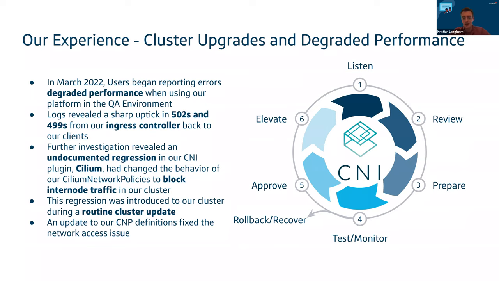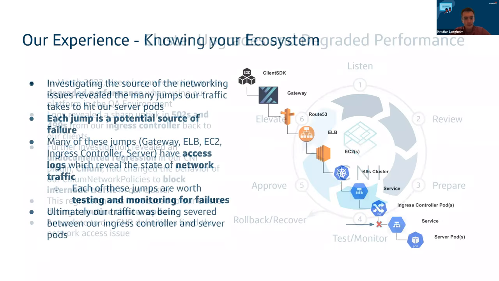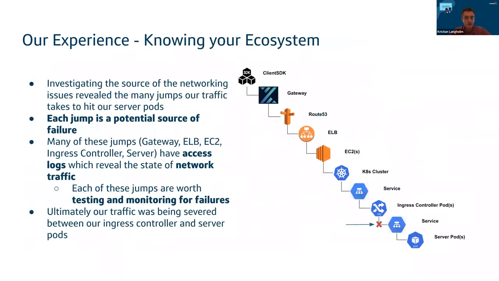Further investigation along with our network administrators revealed an undocumented regression in our CNI plugin, Cilium, which was blocking internode traffic for pods attached to certain outdated network policy definitions. Our ingress controller was attached to one such policy, and after updating the policy, network traffic returned to its former working state. This trial by fire introduced our team to aspects of our platform ecosystem which were previously unfamiliar and revealed to us many new potential points of failure worth testing and monitoring.